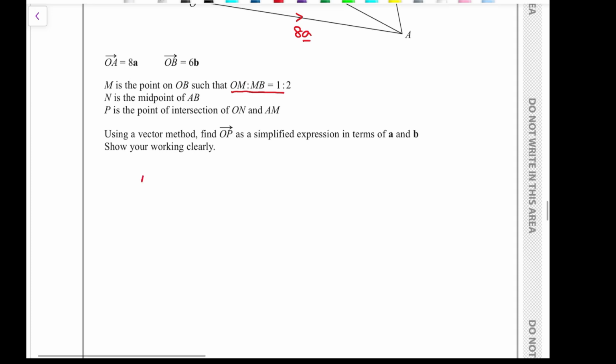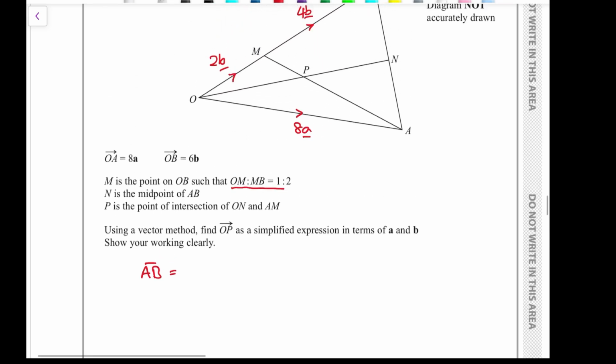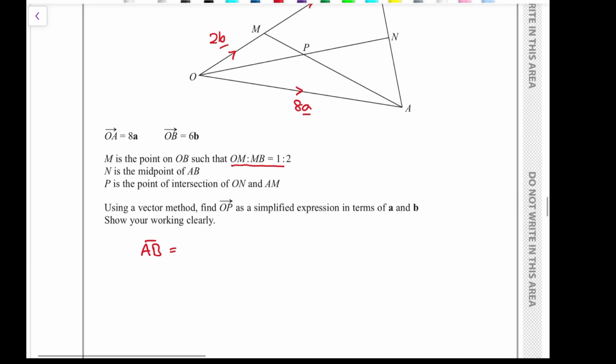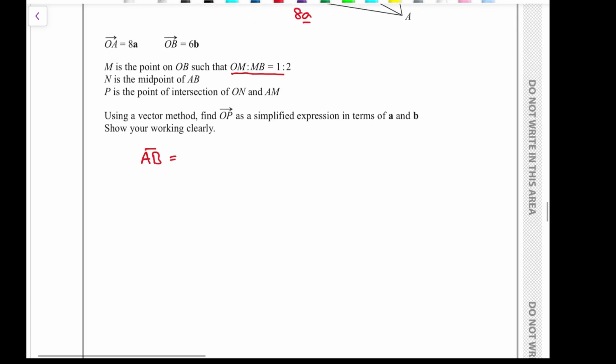So the first thing I need to work out is what the vector A to B is. And the way I'm going to do that is I'm going to go from A to O and then O to B. So therefore that's going to be minus a plus 6b.